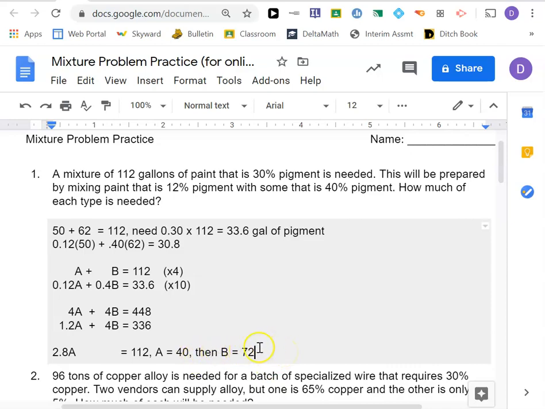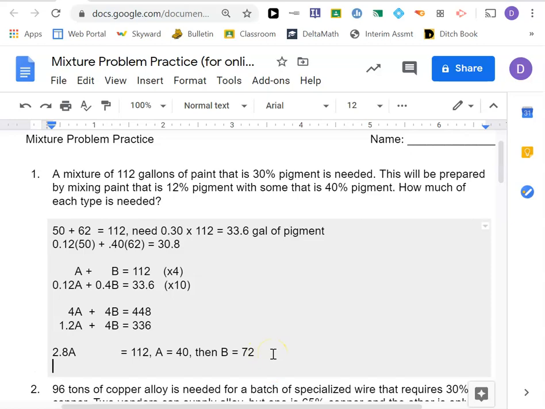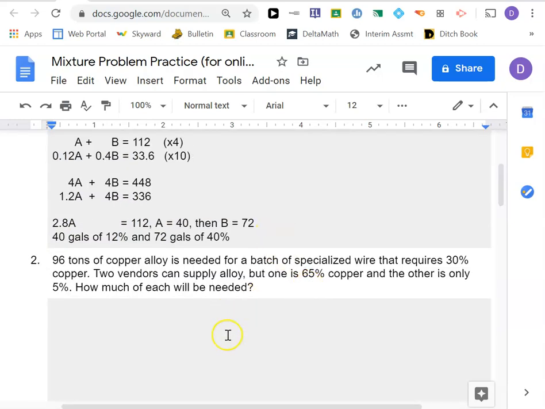Okay, so I would say there's a perfectly good answer right there. A is 40, B is 72. Or to be more accurate, 40 gallons of 12% and 72 gallons of 40%. Okay, so now we've answered the question. And so you can just leave that. If you want to make it a different color so it stands out better, that's fine. It's in a gray box, so I can tell what your answer is. Then you'll just go down to the next problem and start doing that in the same way.